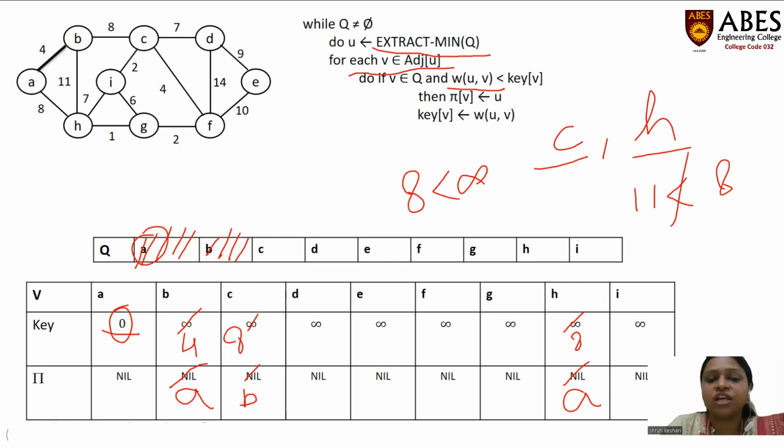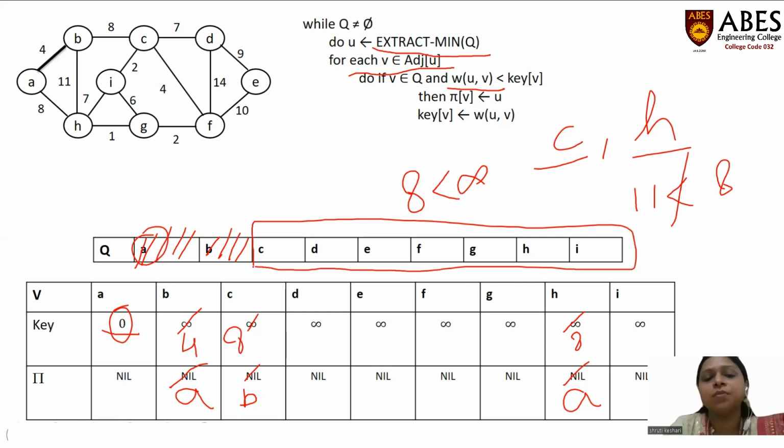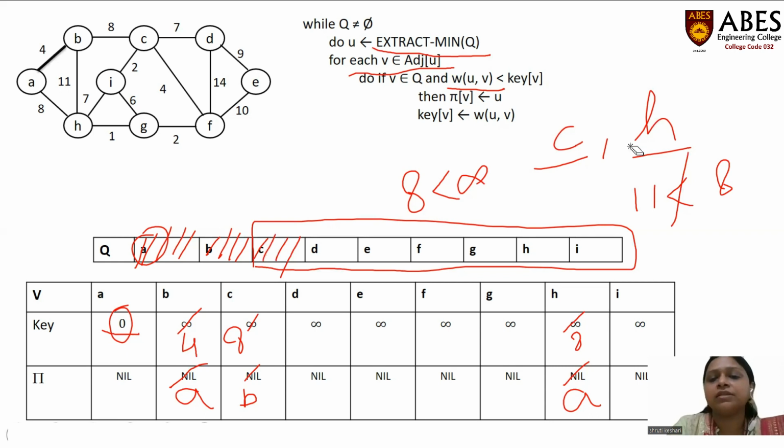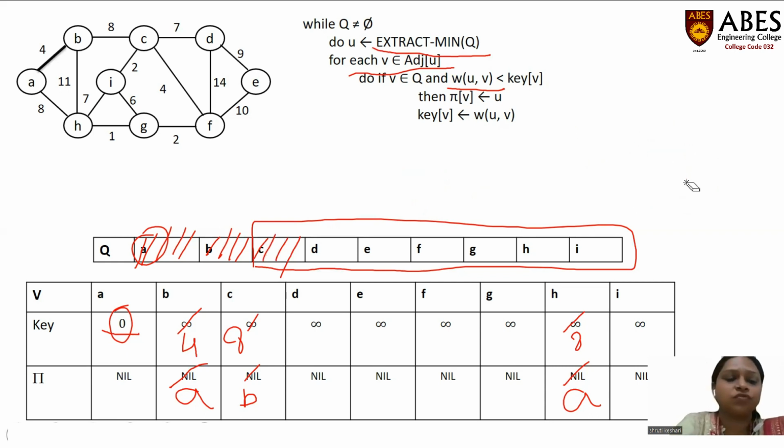Now again we will check about this one. In the remaining vertices, which one is having the minimum value? Here C and H have the same key value, so you can choose any one. Just suppose we are choosing the C vertex. Remove this vertex from the Q and consider all the adjacent vertices of C.